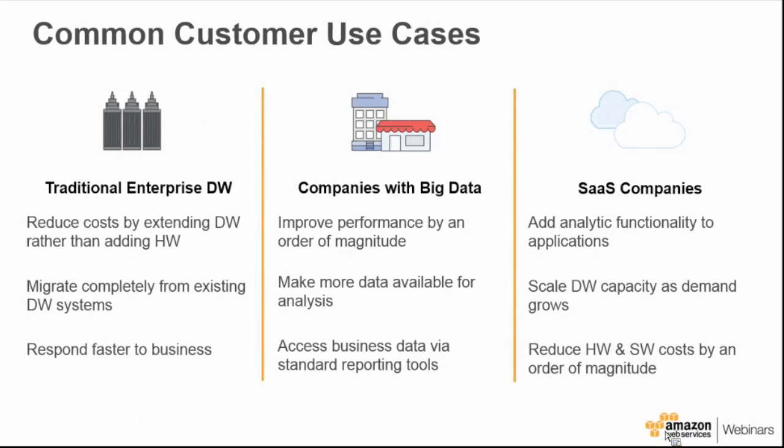We have also seen social media companies and mobile companies with big data needs using Redshift very extensively. We have seen customers use it as a replacement for MapReduce, Hive kind of use cases and get orders of magnitude more performance. We've also seen customers use Redshift and MapReduce based systems in a complementary manner. Use MapReduce based systems to process logs and move that data into Redshift for quick analysis. We've also seen software as a service companies use Redshift to add more analytical functionality to their applications.